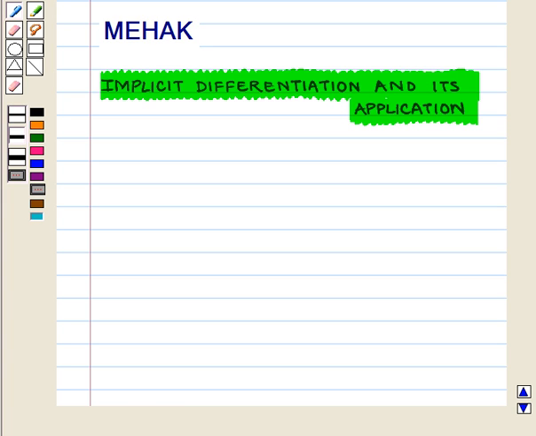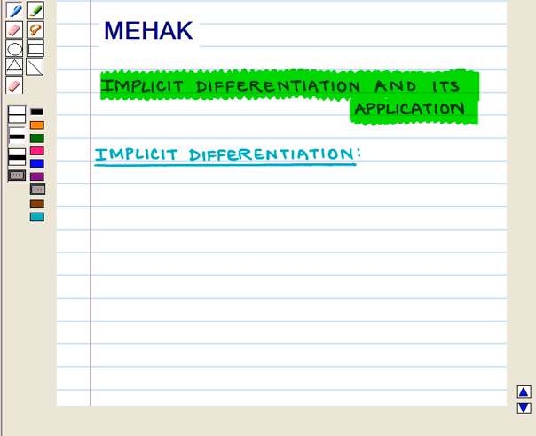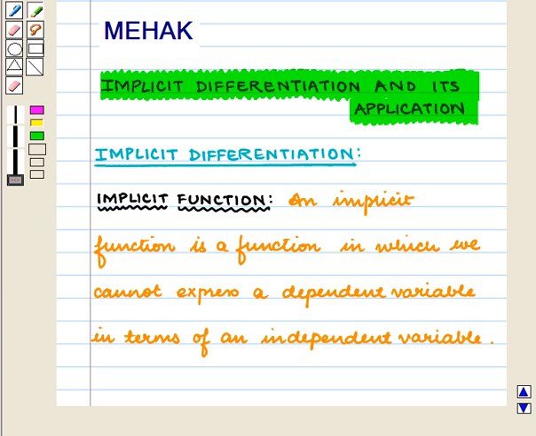In this session, we are going to discuss implicit differentiation and its application in finding rates. Let us first try to understand what an implicit function is. An implicit function is a function in which we cannot express a dependent variable in terms of an independent variable.